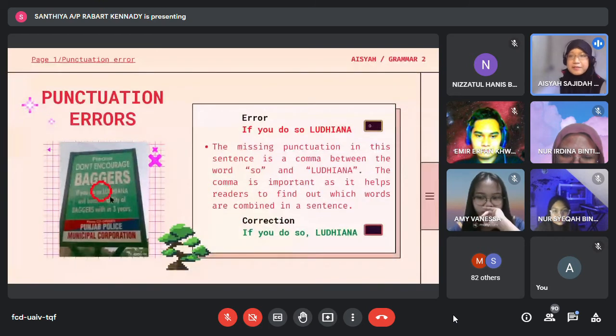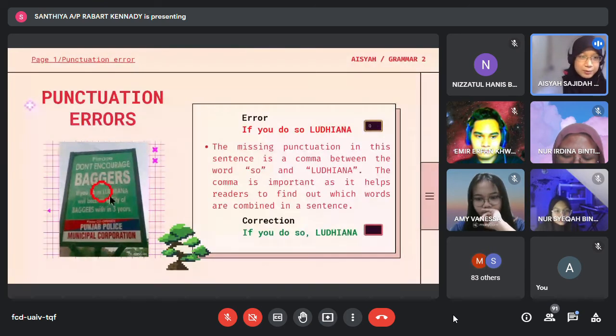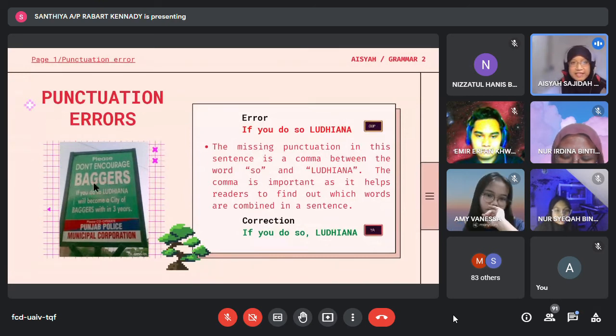The first material that I got here for punctuation error is a signboard that says, please don't encourage beggars. If you do so, Ludhiana will become a city of beggars within 3 years. So the error here for punctuation error is if you do so, Ludhiana. As you can notice here, there is no comma stated there. The correction should be if you do so, comma, Ludhiana. The missing punctuation in the sentence is a comma between the words so and Ludhiana.